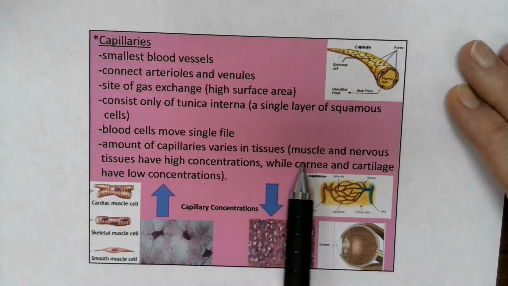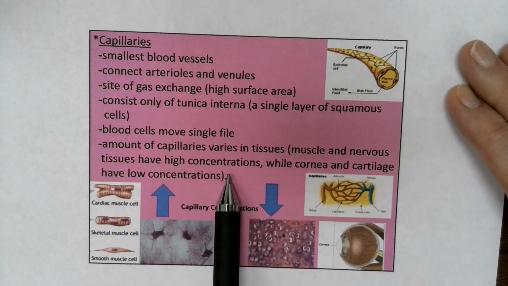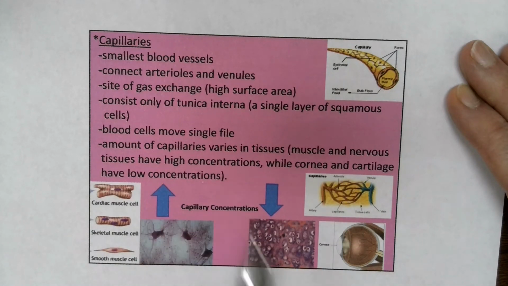It says muscle and nervous tissue have really high concentrations of capillary beds, whereas the cornea has no capillaries that feed it at all specifically. It's really low because there just isn't any. And cartilage is going to have a pretty low concentration as well. So things that need a whole lot of blood flow, nervous tissue and your muscles, have lots of capillary beds. Things that don't need as much blood flow in general have low concentrations of capillary beds.